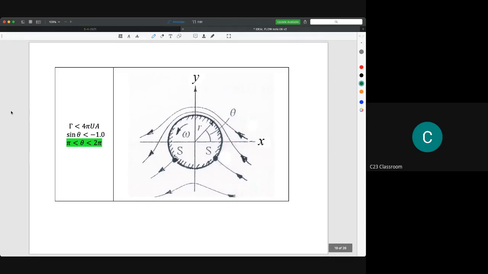Let's say the value of gamma is less than 4 pi UA. So if it is less than 4 pi UA, we could get the value of sin theta is less than -1. So when the value is less than -1, you already know that the stagnation point is at this region and also at this region. So it means that the theta here, as shown in these notes, is between pi and 2 pi because it will occur at this region.